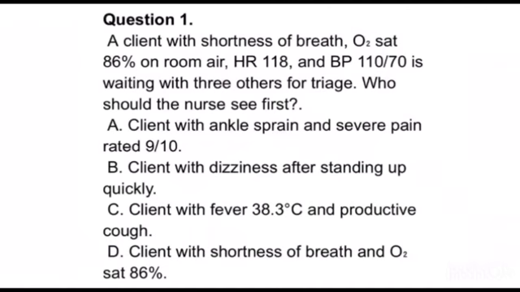Question 1. A client with shortness of breath, oxygen sat 86% on room air, HR 118, and BP 110/70, is waiting with 3 others for triage. Who should the nurse see first? A. Client with ankle sprain and severe pain, rated 9 out of 10. B. Client with dizziness after standing up quickly. C. Client with fever 38.3 degrees Celsius and productive cough. D. Client with shortness of breath and O2 sat 86%.